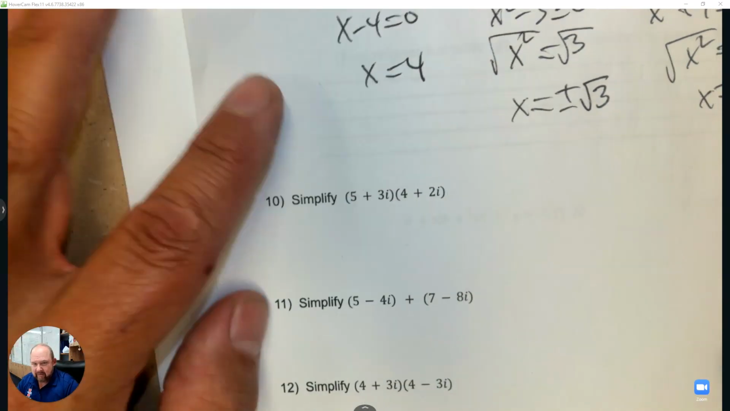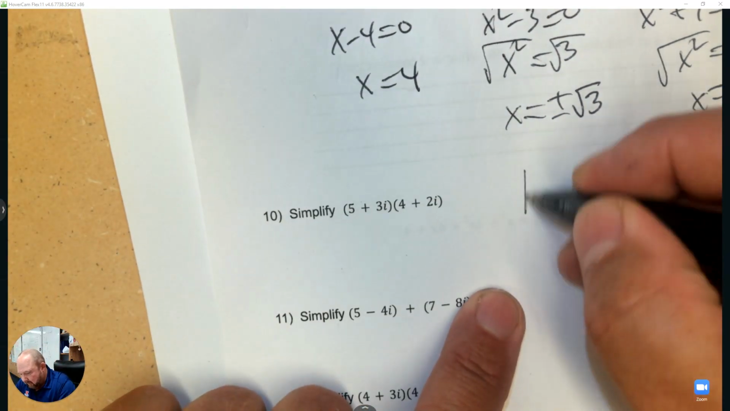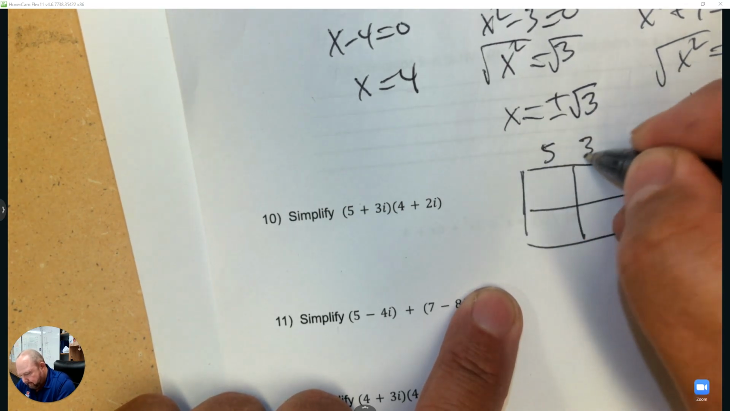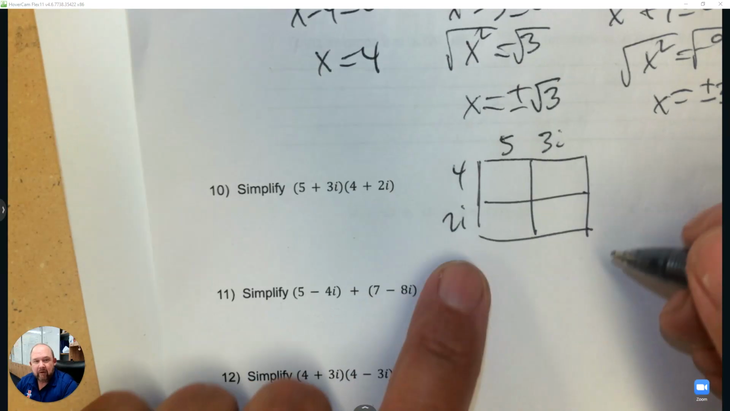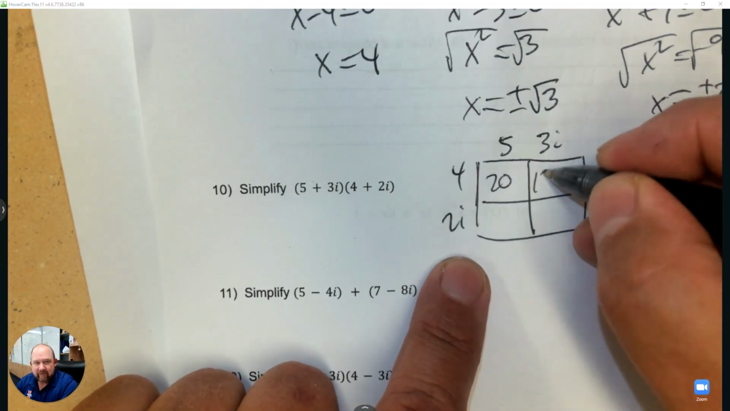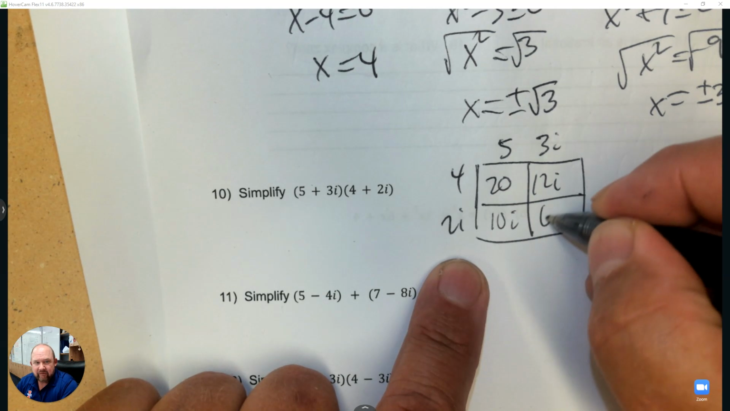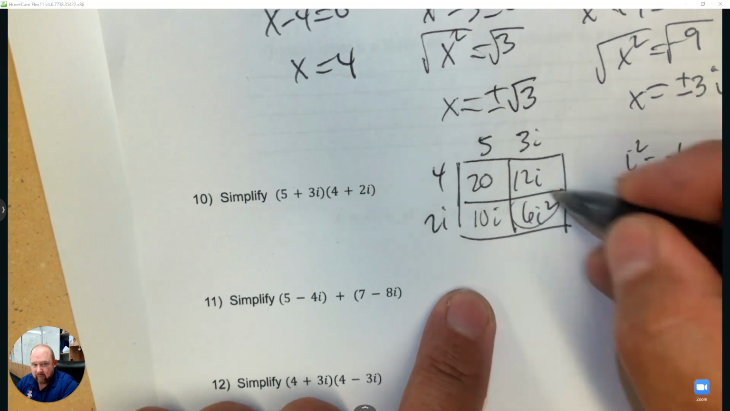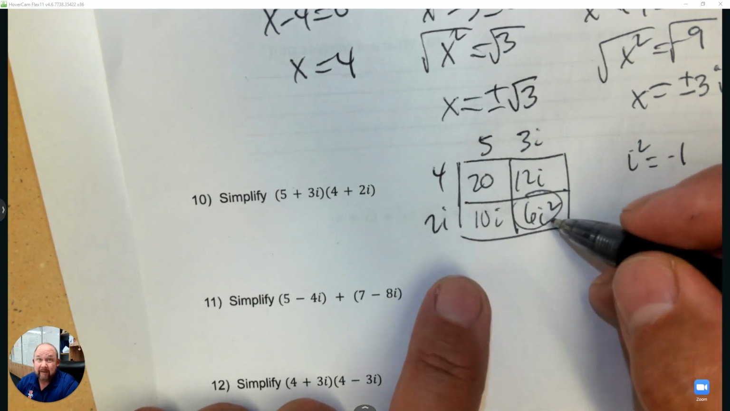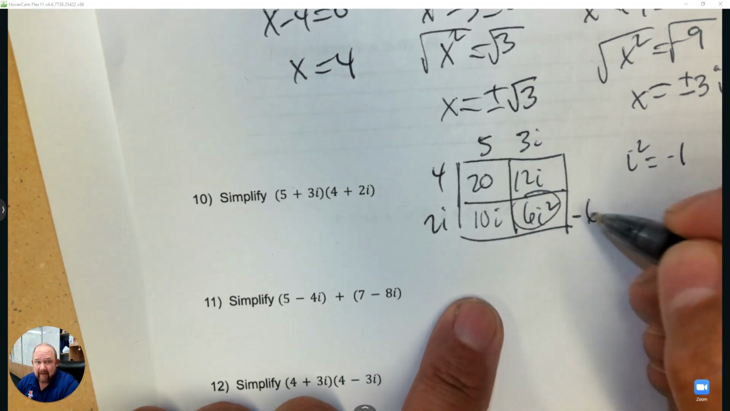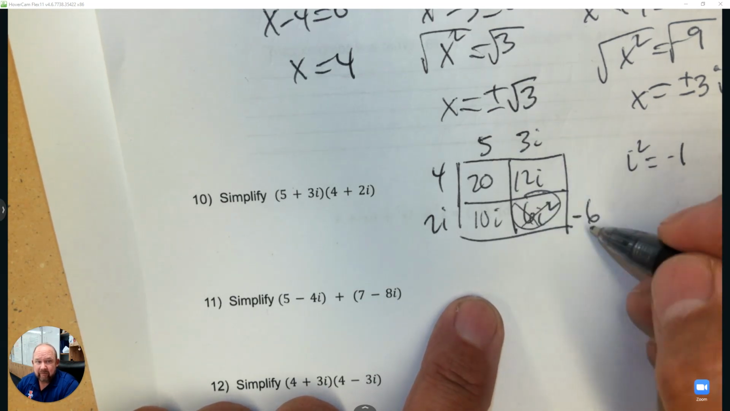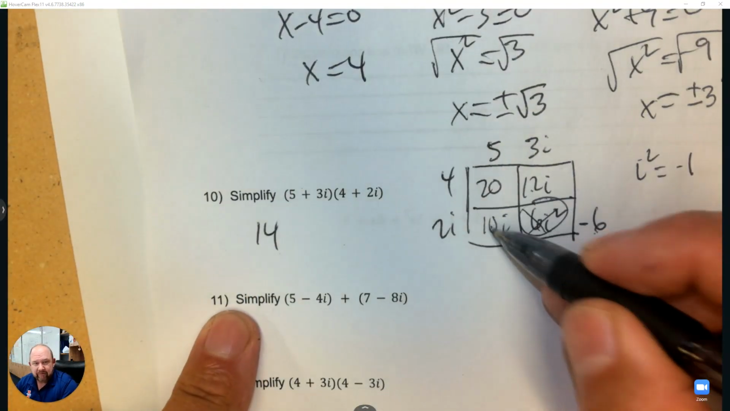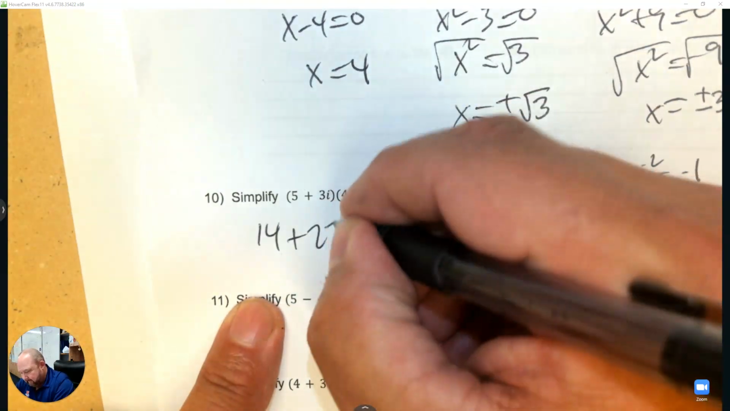All right, some imaginary work. Can you multiply this out? We would draw a box, or you can FOIL. And we're going to multiply it out. So that's 20, that's 12i, that's 10i, and 6i squared. Remember that i squared is equal to negative 1. So 6 times negative 1, this is really negative 6. So once you do that, really think of this as negative 6. So 20 take away 6 is 14. And then 12 plus 10 is 22i.